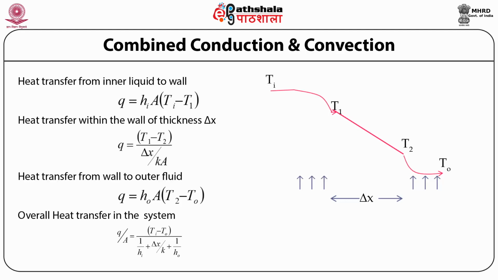We can represent these resistances in the form of overall heat transfer coefficient, that is U, where we write it as 1 by U equal to 1 by Hi plus del x by k plus 1 by H0. So putting this U in our equation, we can also represent this equation in this form: Q divided by A equal to U into the overall temperature difference, that is Ti minus T0.